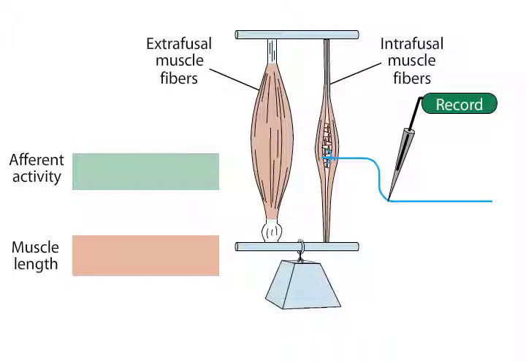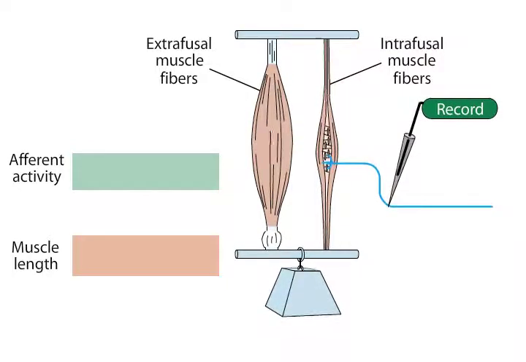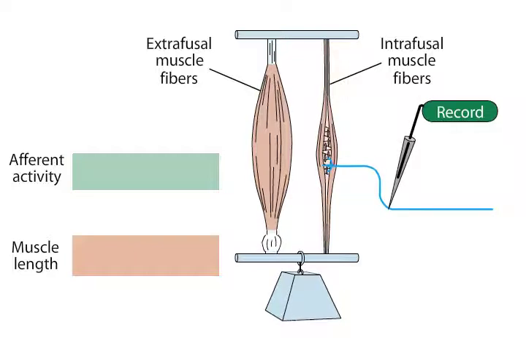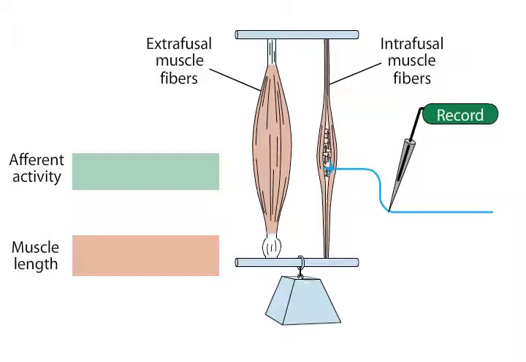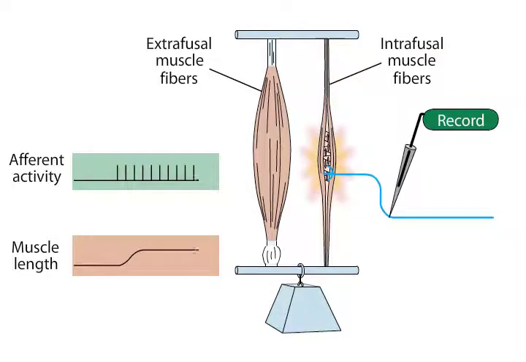The stretch imposed on the muscle deforms the intrafusal muscle fibers. In the afferent axon endings coiled around the spindle, mechanically gated ion channels become activated, initiating action potentials in these neurons.